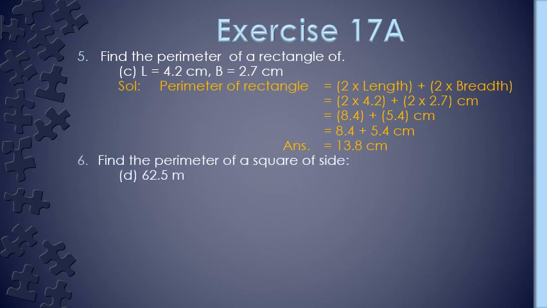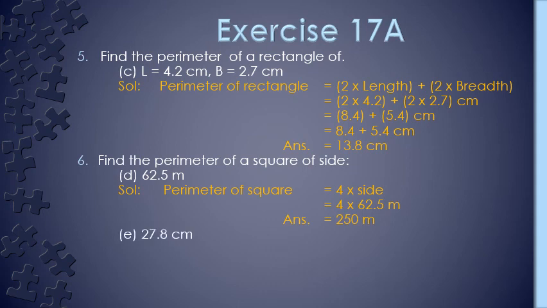Now let's move to the sixth question. In this question, we are doing first the D part. We have to find out the perimeter of a square of side 62.5 meter. As we know, the perimeter of a square is equal to 4 multiplied by side of the square. So here the side of the square is equal to 62.5 meter. Therefore, 4 multiplied by 62.5 meter, which is equal to 250 meter.